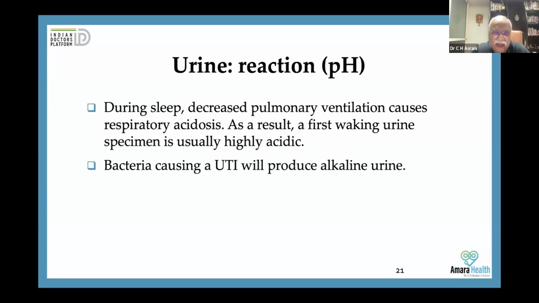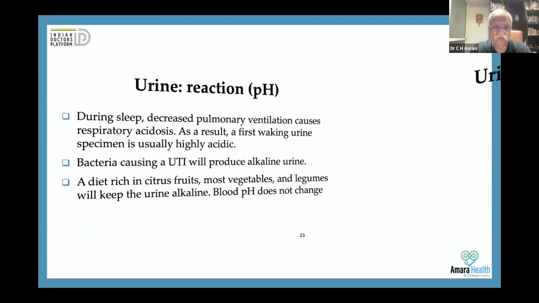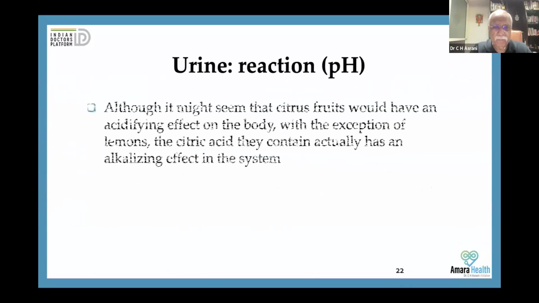Bacteria which cause a UTI will give alkaline urine. That is why making it acidic helps the bacteria not to grow, and your antibiotics will kill the bacteria. A diet rich in citrus fruit, most vegetables and legumes, peas, will keep the urine alkaline. Blood pH does not change with this.